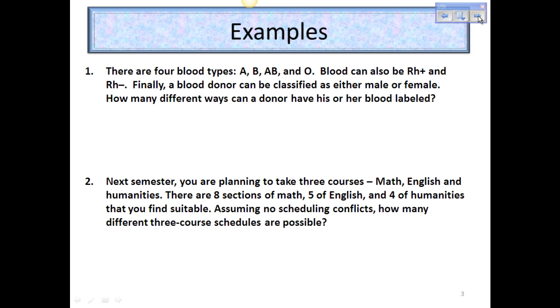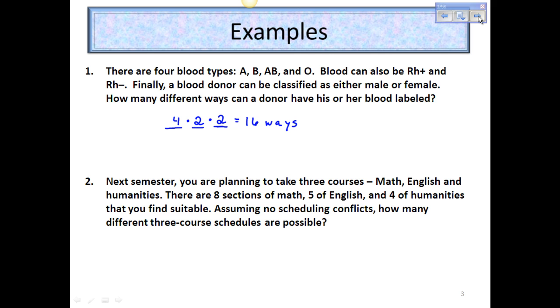So when you're looking at these types of problems and there's a couple of different events or different ways to classify things, look at how many ways for the first classification, and there's 4 blood types. And then for the second, you're either positive or negative, so that's 2. And then you have a classification of being either male or female, and that's 2 options as well. And the fundamental counting principle says that we can multiply those together. 4 times 2 is 8, times 2 is 16 different ways to classify a blood donor.